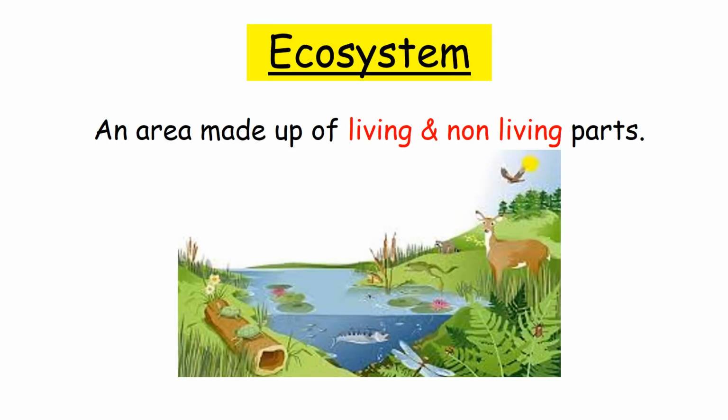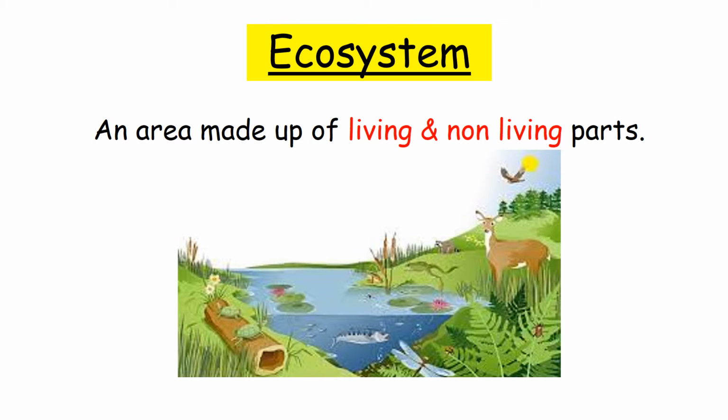Okay, so the first term that we're going to look at is an ecosystem. An ecosystem is an area which is made up of living and non-living parts. So for example, if you picture a big open field that has some animals in it grazing, for example cows, there's some daisies and buttercups growing in the field alongside the grass.